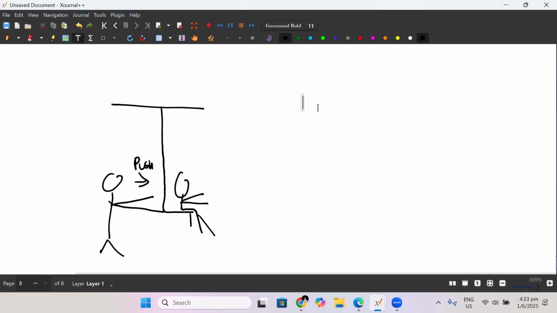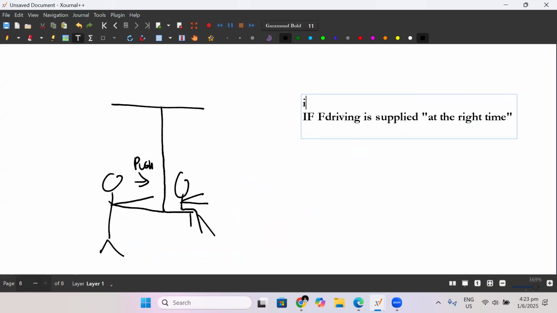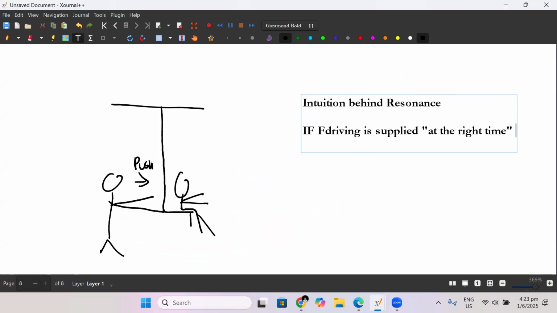So we can think of it this way. If F driving is supplied at the right time, this is the intuition. We won't write it so informally, so you don't need to copy this if you are following. Just pay attention. This is the intuition behind resonance. If F driving is supplied at the right time, then the energy of the system would increase, and that's exactly what we expect to see. So this is resonance.